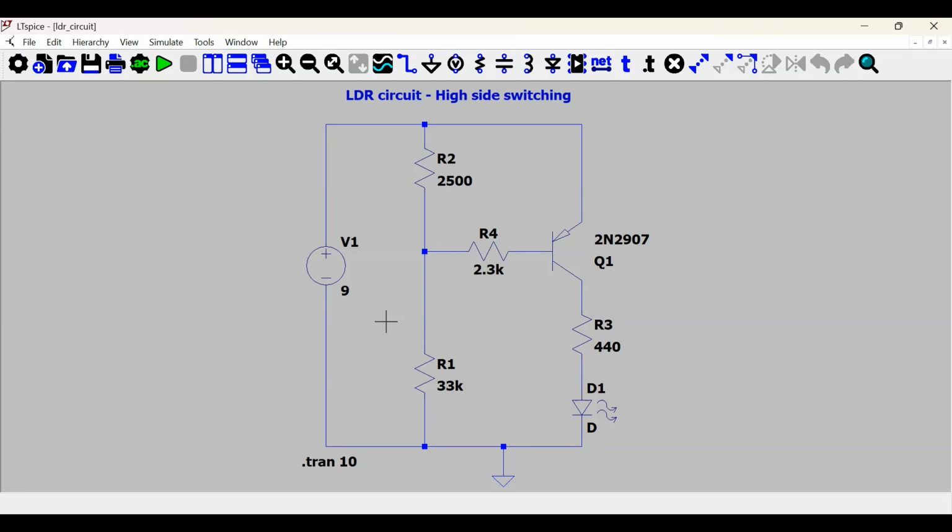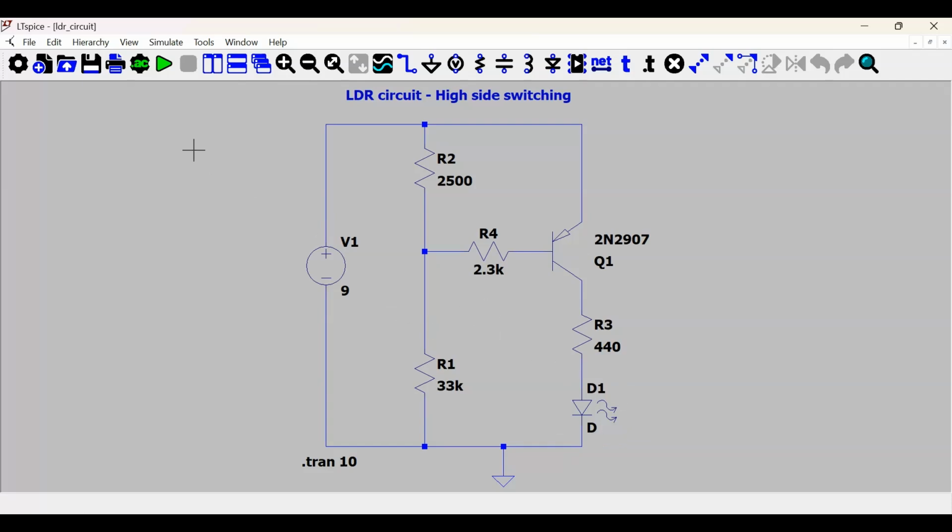Let us now see how to simulate the circuit on LTspice. So first we will see how to simulate the high side switching circuit. We can see here that the 9 volt power source is connected here, and then R2 is the LDR resistance value, R1 is the fixed resistance, R4 equal to 2.3 kilo ohms is the base resistor value, 440 ohms is the collector resistance, R3. We are using a 2907 transistor here, which is a PNP transistor, and then the load is connected to an LED.